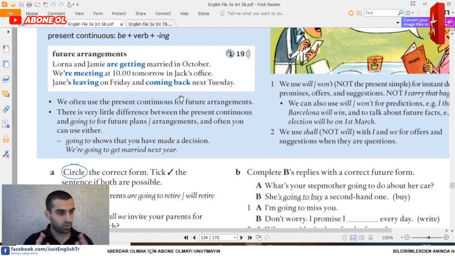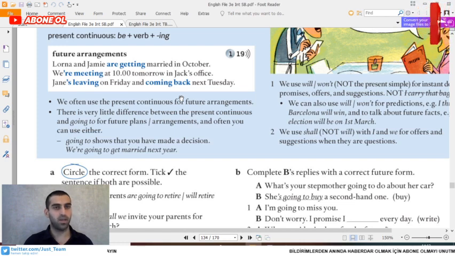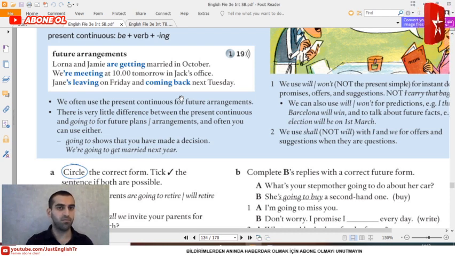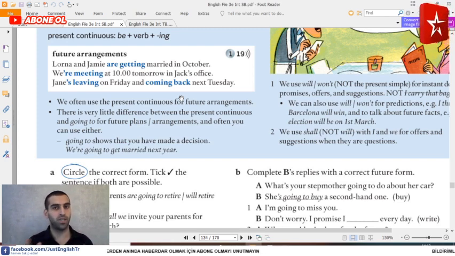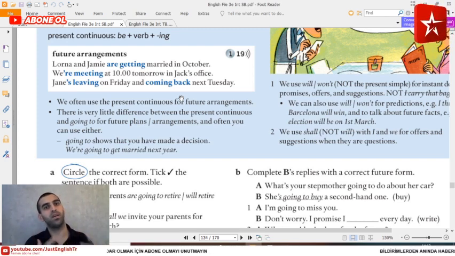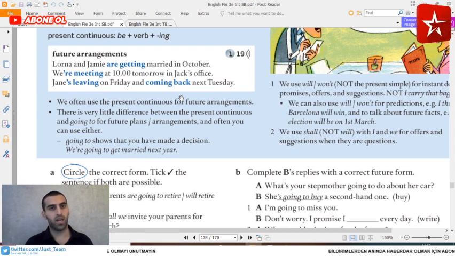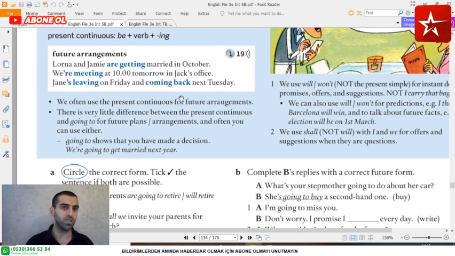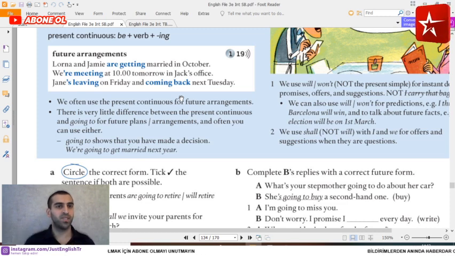Merve Jürgen asked, are arrangements and plans the same? Plans and arrangements seem the same, but there's a small difference between them. The plan is a plan about the future, like I am planning to visit my friends in the summer in a different country, but I may arrange something for the future. Arrangement is related to something specific.